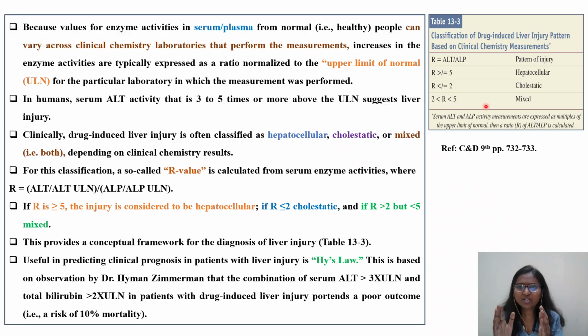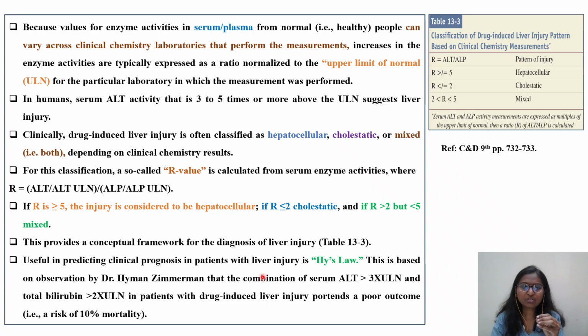So please try to remember this table, and understand what ULN is, what Hy's law is, and what the R value is. Useful in predicting clinical prognosis in patients with liver injury is Hy's law. Hy's law is based on the observation by Dr. Hyman Zimmerman that the combination of serum ALT greater than 3 times ULN and total bilirubin greater than 2 times ULN in patients with drug-induced liver injury portends a poor outcome, that is, a risk of 10% mortality.